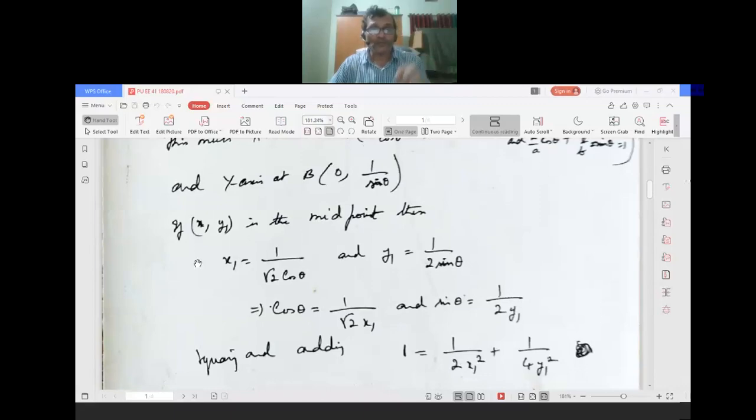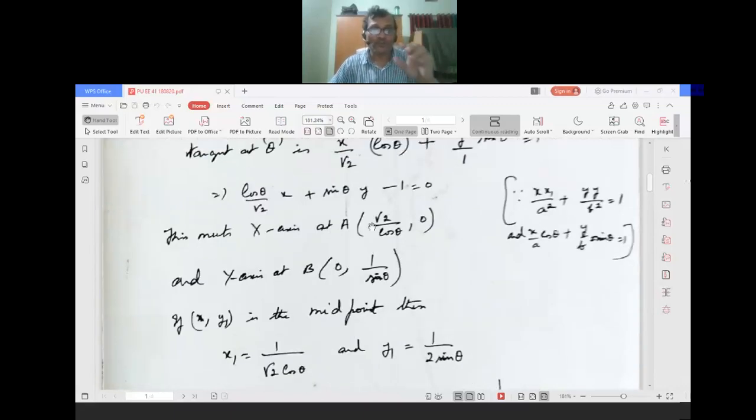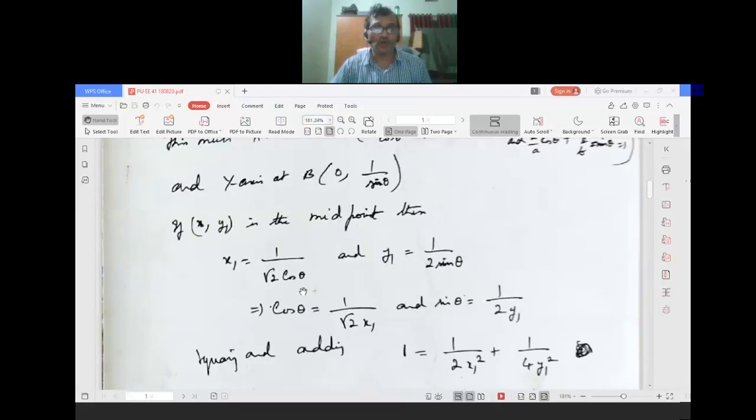So now if (x1, y1) is the midpoint of AB, you know the midpoint of two points (x1, y1) and (x2, y2) is ((x1 + x2)/2, (y1 + y2)/2). So using that, x1 is (1/√2) cos theta, y1 is (1/2) sin theta. Simple formula. From this I find cos theta = √2 x1, sin theta = 2 y1.